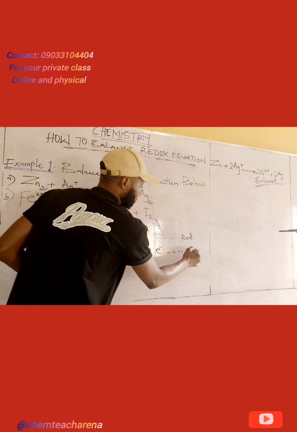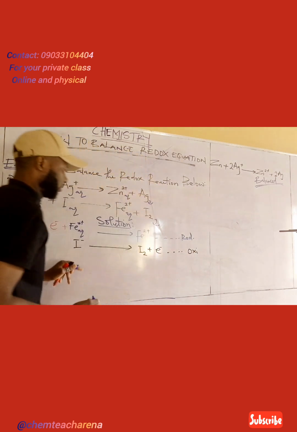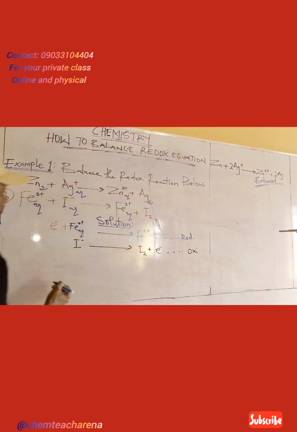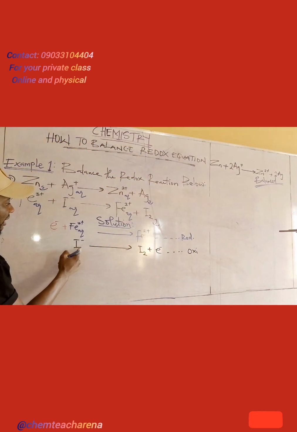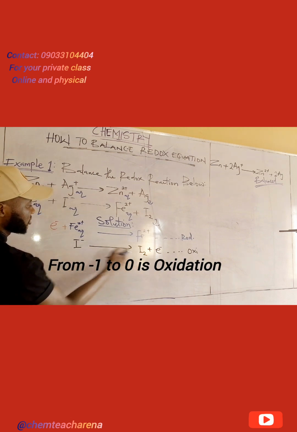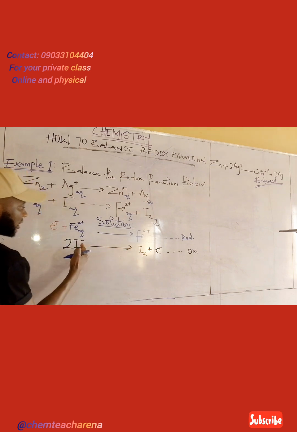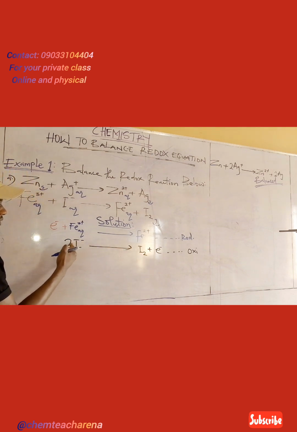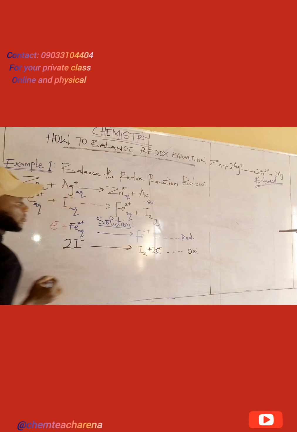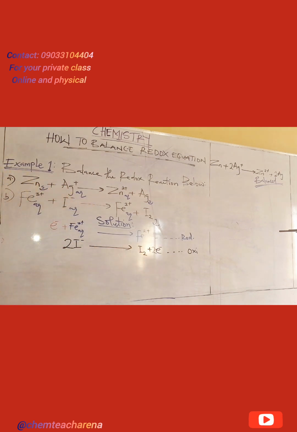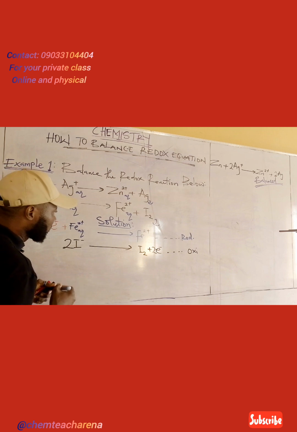Then here become my what? Oxidation reaction. This becomes my oxidation, this is my reduction. But here we have 2 atoms and we have just 1 here. What do we do? We make here 2. Iodine is 2, iodine is 2. Then what happens to the ion? The ion becomes minus 2. Then we make here 2 minus 2. Are you following me? Fine.